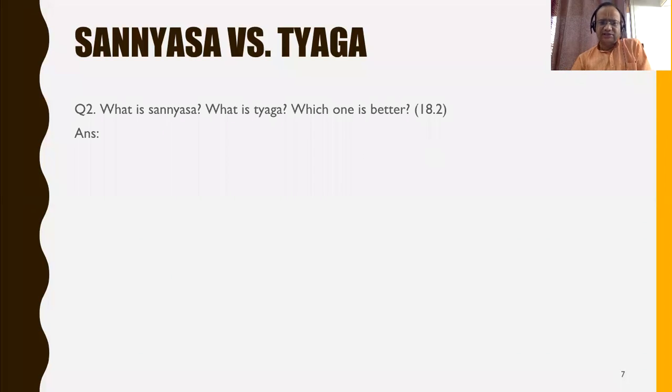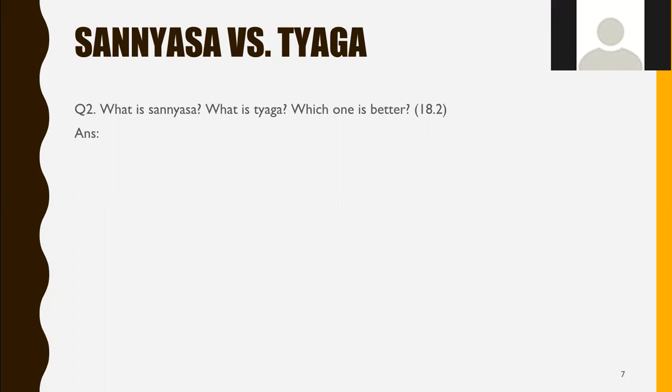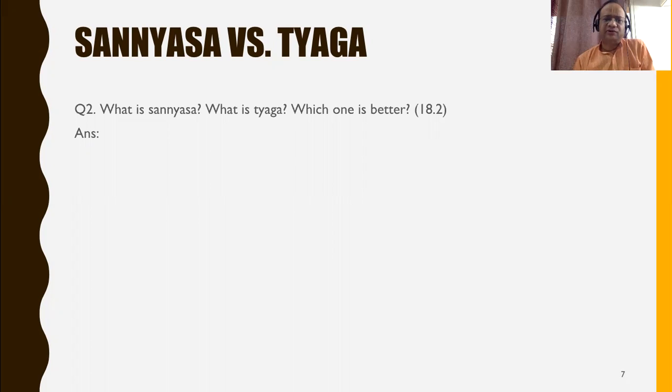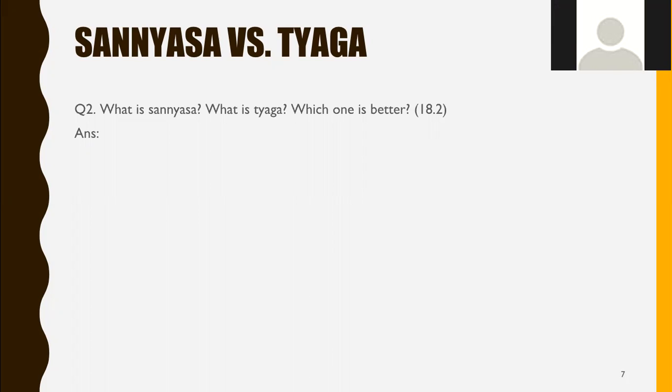What is sannyas? Sannyas is giving up activities based on material desires. Very nice. And tyaga is giving up the fruits of all the activities. Very good. So one is giving up activity and another is giving up the fruit. Which one is better? Tyaga is better.